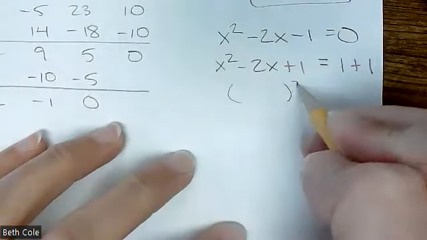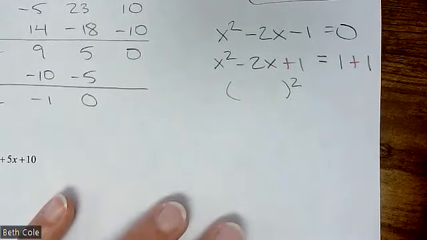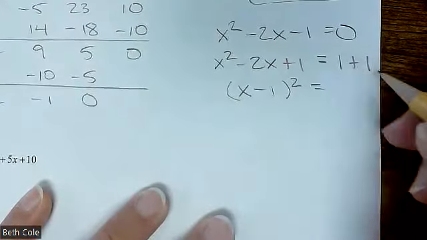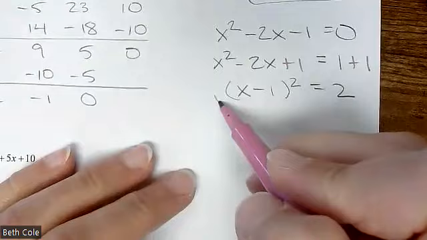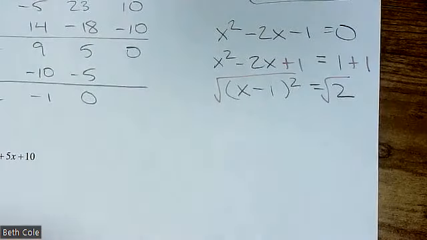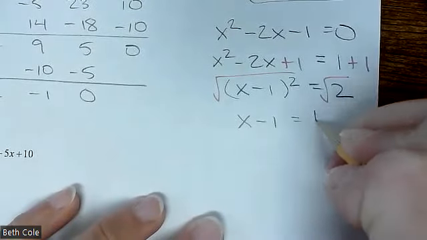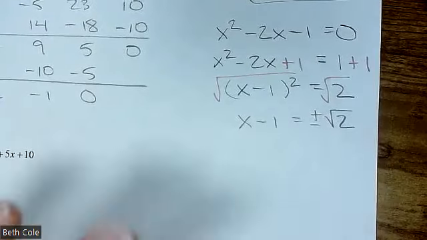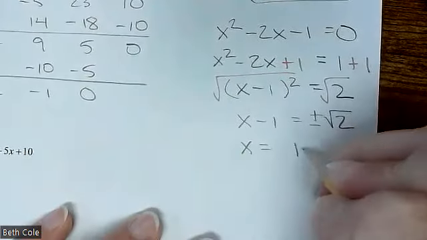The whole point is so you can write it as blank squared. What goes in the blank? X minus 1 equals 1 plus 1 is 2. And then just keep on going. We're almost there. Square root. You'll have x minus 1 equals plus or minus square root of 2 is just square root of 2. And then the last step.